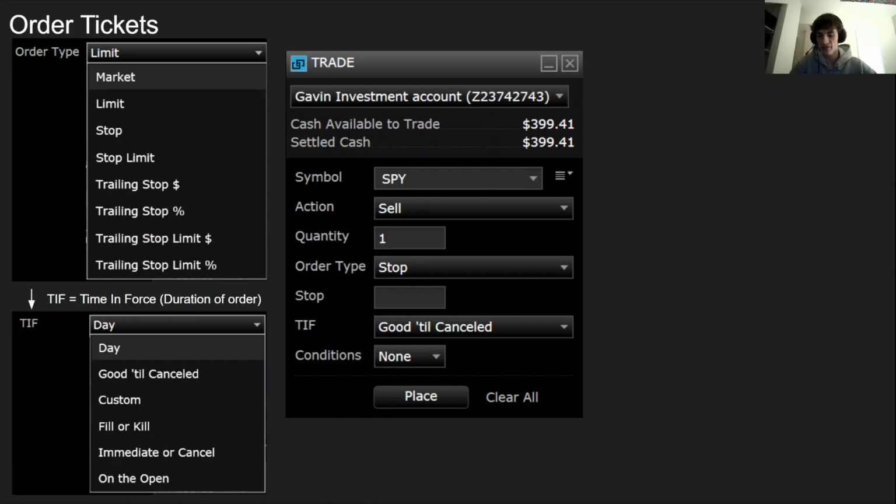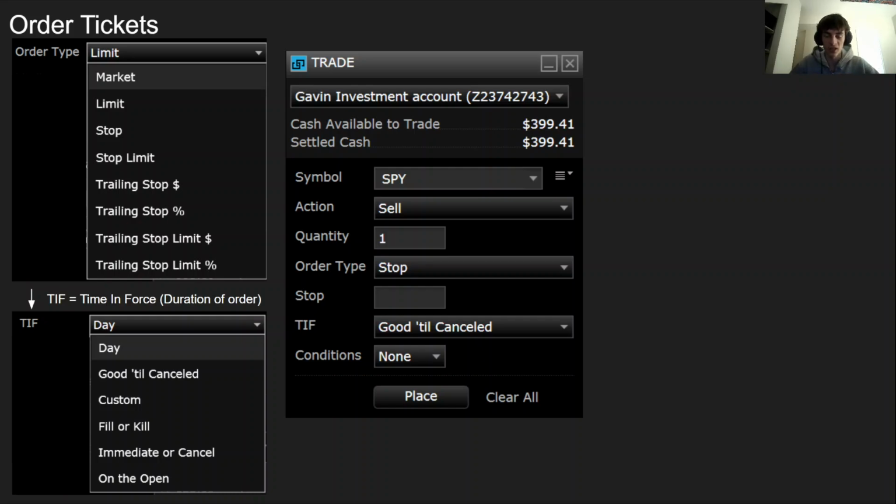And then TIF stands for time in force, and this is the duration of an order. So if I had a time in force of day, that means that my order is only valid till the end of the session, and then it doesn't exist the next session. If I had a time in force of good till canceled, it means that my order stays going into the next session and stays until I cancel that order.